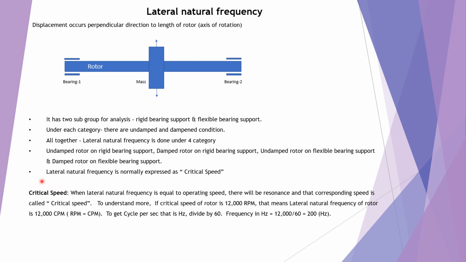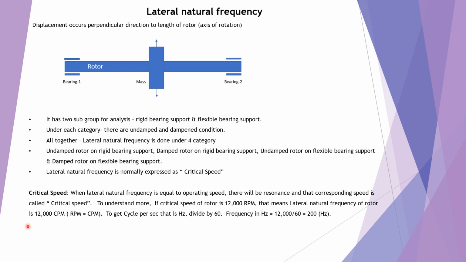Lateral natural frequency is normally expressed as a critical speed. What is critical speed? When the lateral natural frequency is equal to the operating speed, there will be resonance, and the corresponding speed is called the critical speed. To understand more, if the critical speed of a rotor is, let's say, 12,000 rpm, that means the lateral natural frequency of the rotor is 12,000 cycles per minute, because the unit of rpm and rcpm is the same.